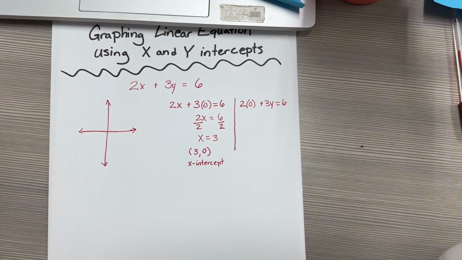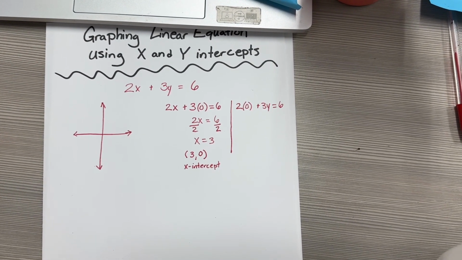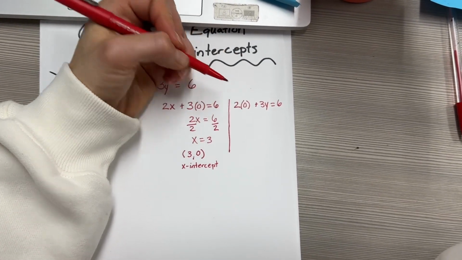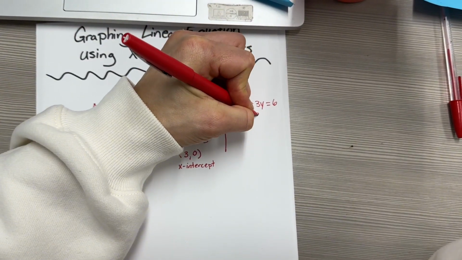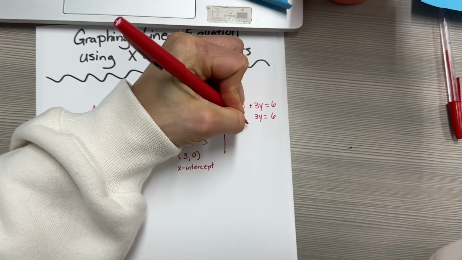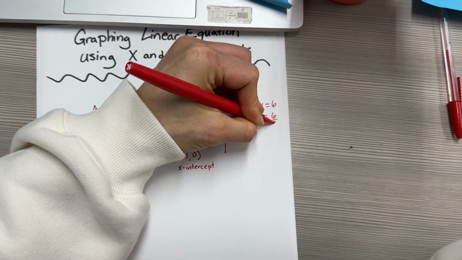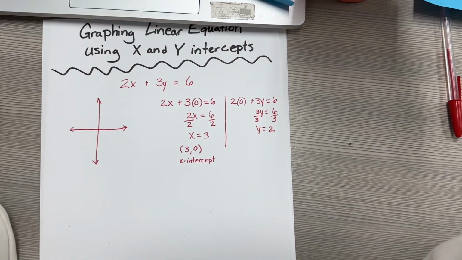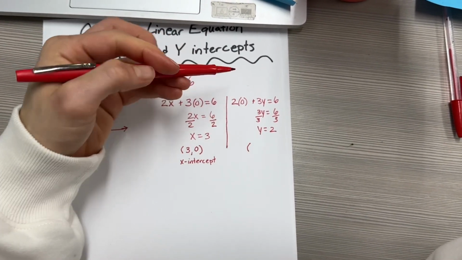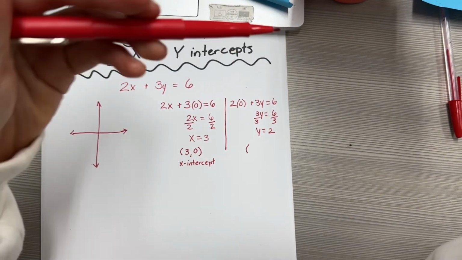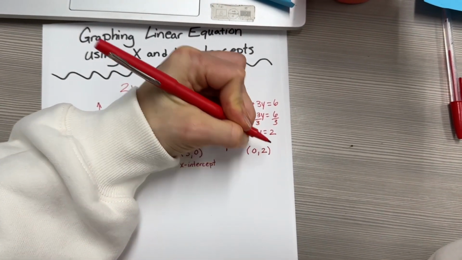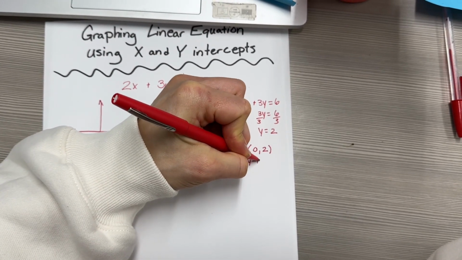All right, so now we're going to solve for the y-intercept. Let's go over here again. 2 times 0 is 0, so all we have left is 3y equals 6. Divide both sides by 3. 6 divided by 3 gives me 2. So in this case, again, here's my ordered pair. My x was 0 this time, so it's going to go 0, and then my y was 2. So this here is my y-intercept.